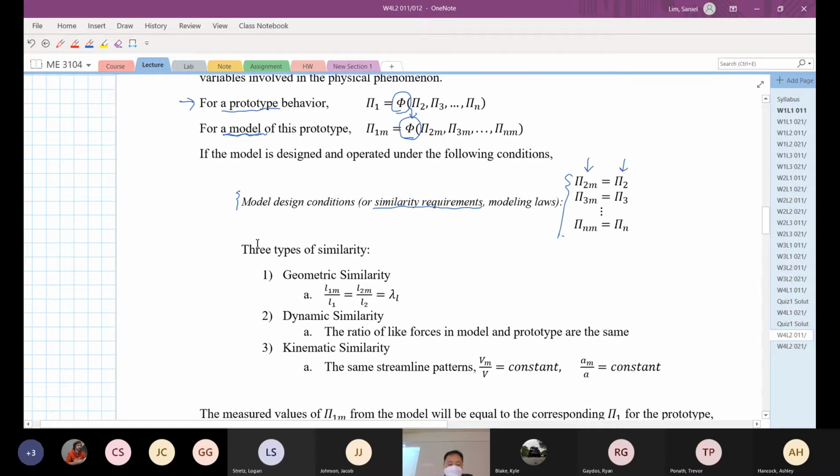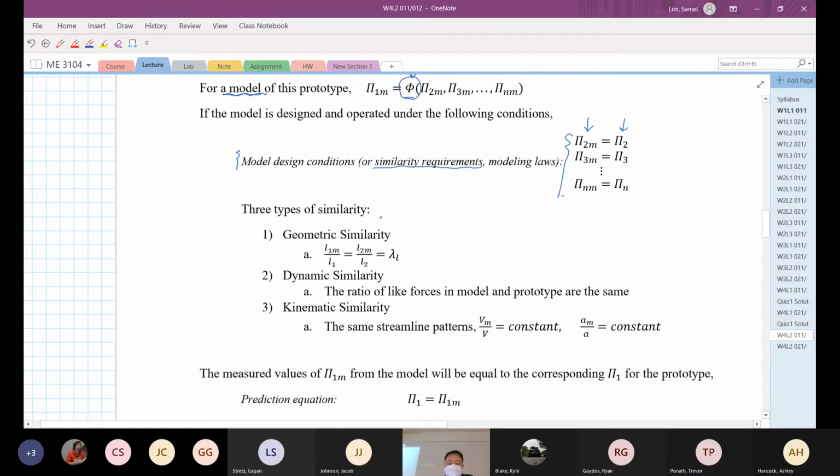Then there are three types of similarity we can consider within the pi terms. The first one is geometric similarity. Of course, we are scaling the model from the prototype, or the actual system. So if I just reduce the size of the system, like a pipe, and the diameter is one half of the prototype, then the scale is 0.5 to 1, or 1/2, something like that. So that's a geometric scale.